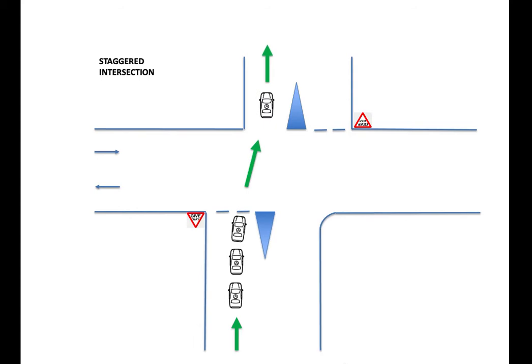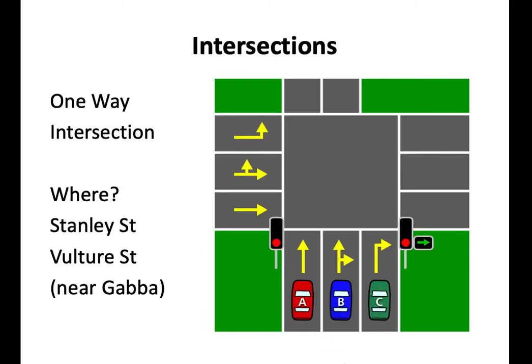Okay, this is more accurate for what we see at the intersection between Spencer and Bray, because we have some islands which I've coloured in blue, and we have the give way line and the give way signs that the applicant must obey. Next, we've got the one-way intersection. Now, you see these around Stanley Street and Vulture Street near the Gabba, where you've got these big multi-lane intersections controlled by traffic lights.